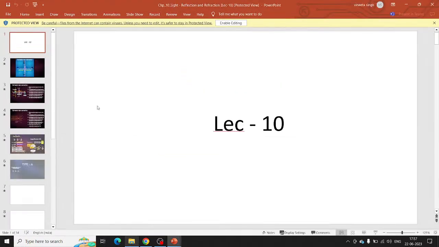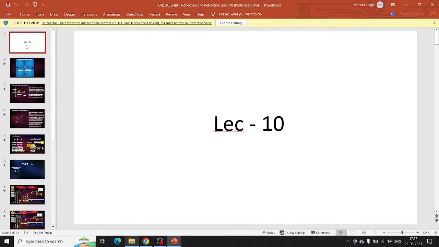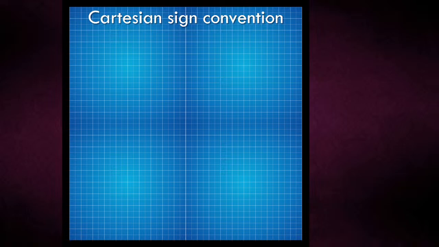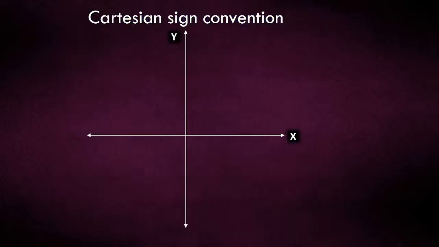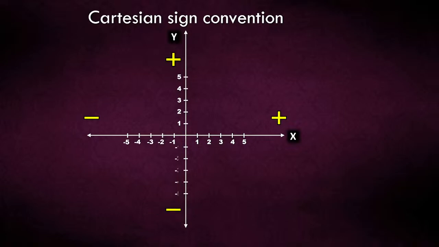I think we have done with this chapter now. Yeah, last few slides remaining. Then we have only problems. Okay, look at this now. Cartesian sign convention for when you solve the problems. X-axis and y-axis. Can you see these two axes? So this is plus x and this is minus x. This is plus y and this is minus y.